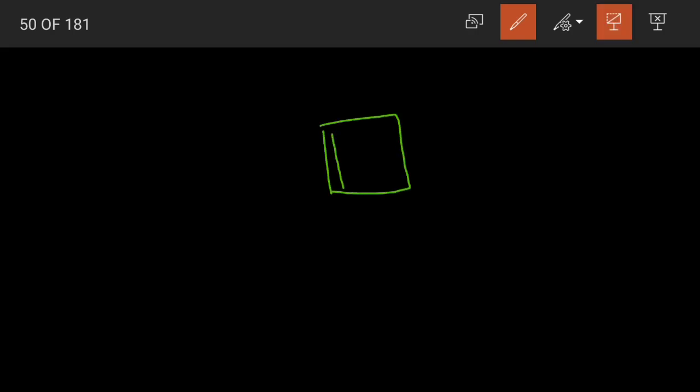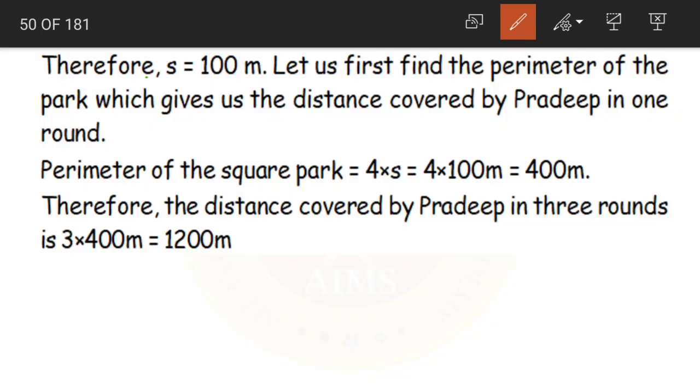One round means making one trip across the border. Again, it is also over the border line. So we need to find out the perimeter to measure the distance covered. Therefore, S is equal to 100 meters. S is nothing but the side or the length of one square, the length of the side of a square.